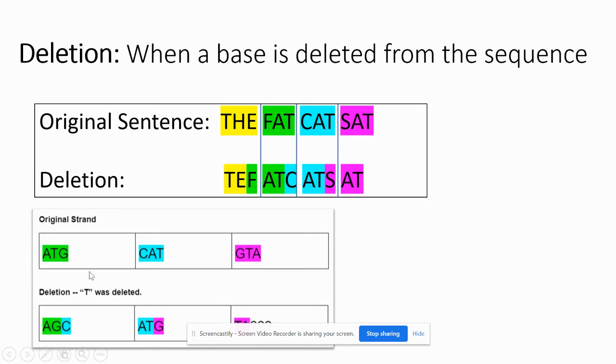Here's another example. In this case, we're going to delete the T. That's the second nitrogen base in this codon. So instead of the original strand, ATG, CAT, GTA, we delete the T, and now it's AGC. Notice how they've shifted over into a different codon. And then you have TA, and who knows what DNA comes after that. All right, so study this.